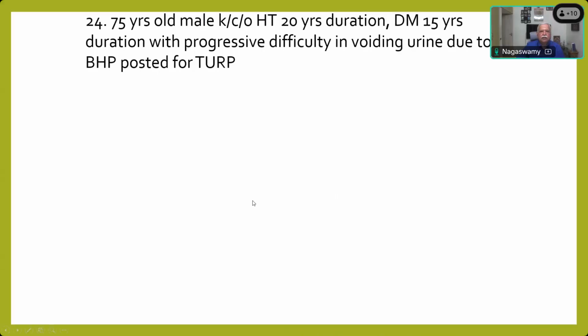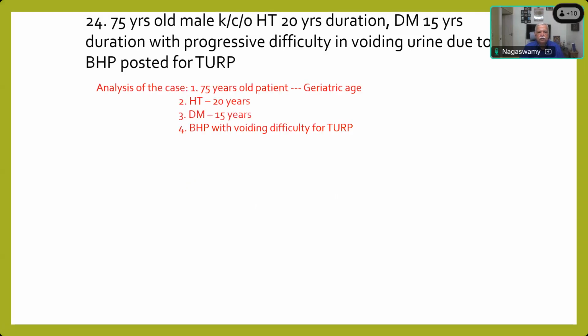So this is the case scenario that has been given. We have a patient, geriatric patient again, 75 years old. He has comorbidities, diabetes and hypertension. So first, analyze the case. 75 years old patient, so he's a geriatric group patient. He has a comorbidity of hypertension for 20 years, diabetes for 15 years, and BHP with voiding difficulty posted for TURP. So these are all the problems in this case.